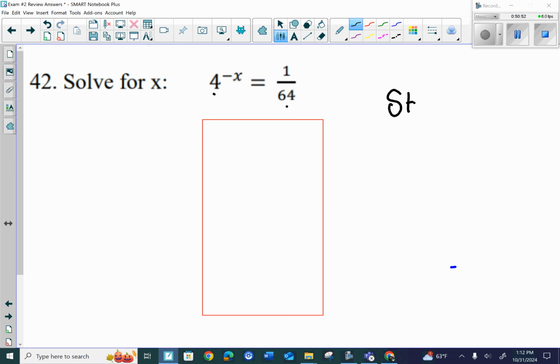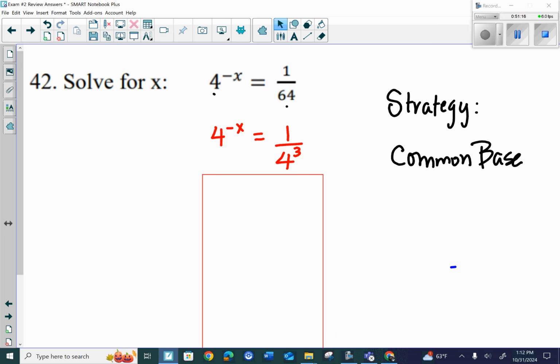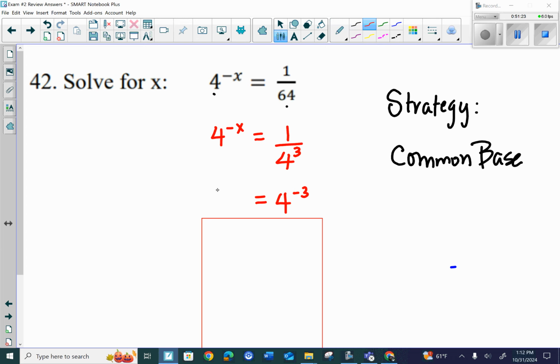The strategy, again, you guessed it, is to get a common base. We want a common base. Okay? So I think about the 64 first as being 4 to the third. So now I can rewrite things. I could either rewrite the 4 to the negative x, or I could rewrite the 1 over 4 to the third. I think I'll write the 1 over 4 to the third as 4 to the negative third.